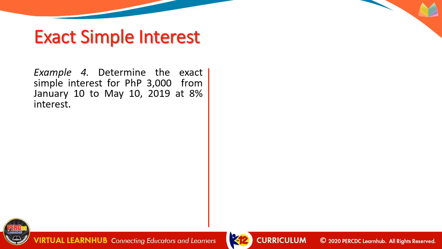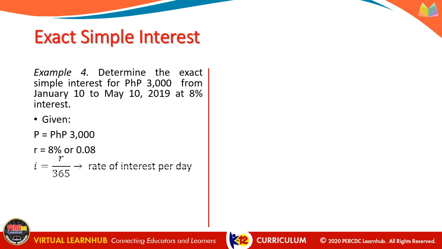Example number 4. Determine the exact simple interest for 3,000 pesos from January 10 to May 10, 2019 at 8% interest. We have the following given. Principal or present value 3,000 pesos. Nominal rate or the stated yearly interest rate 8% or 0.08.